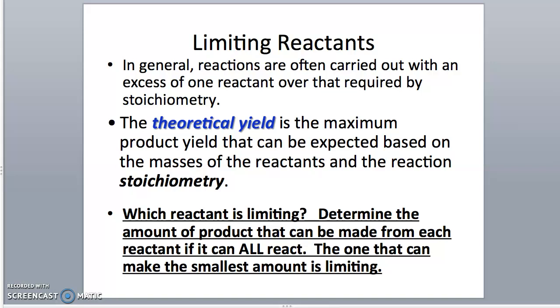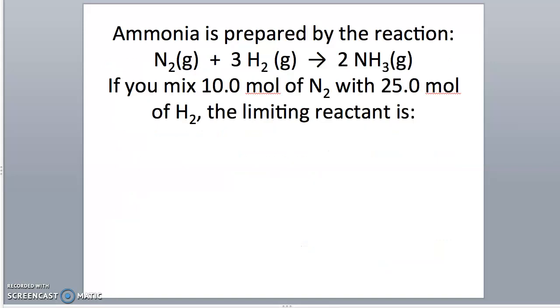In our sandwich analogy, we had an excess of bread and the theoretical yield was 9 sandwiches. Cheese was the limiting reactant, and we had to consider how many sandwiches could be made with both the bread and the cheese to determine which was the limiting reactant. You may predict that nitrogen is limiting this reaction because there are fewer moles. However, we cannot accurately predict which is limiting without considering the mole-mole ratio of the reaction.